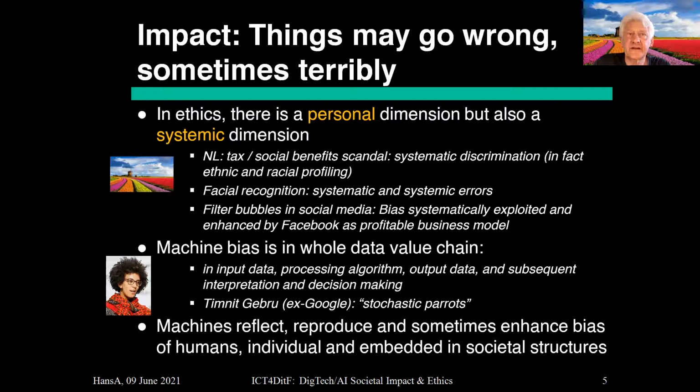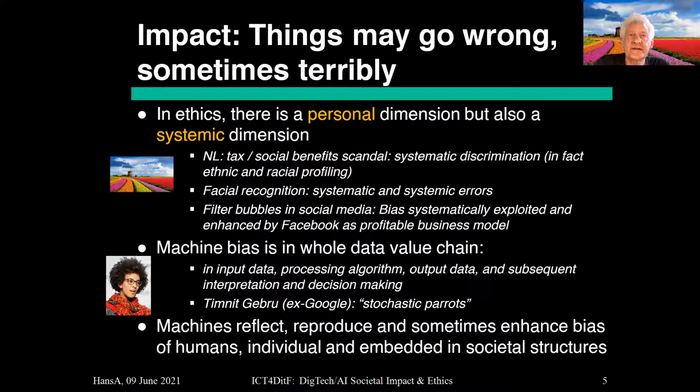Another example, and that is also a systemic example, is that facial recognition is reasonably okay for white people, but terribly bad for black people. Another example is what is called filter bubbles in social media. And here you see that bias is systematically exploited and even enhanced by Facebook as part of their profitable business model. So this is also a systemic issue, not just a personal issue.